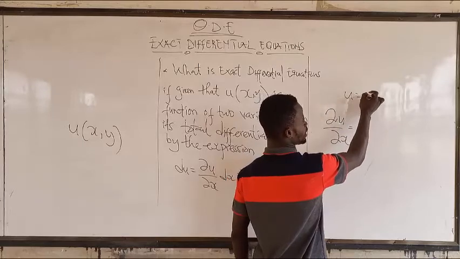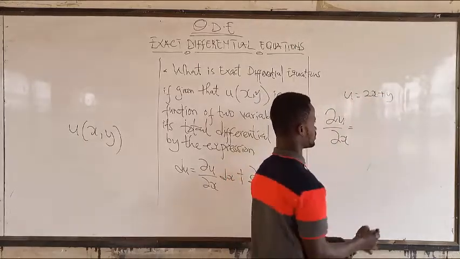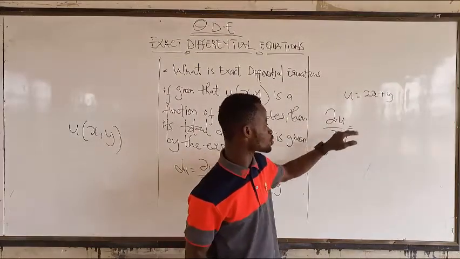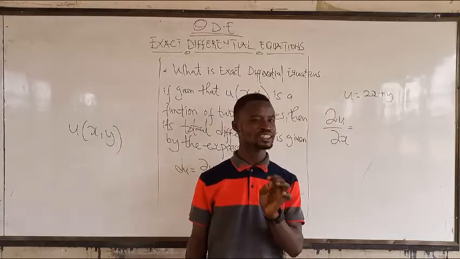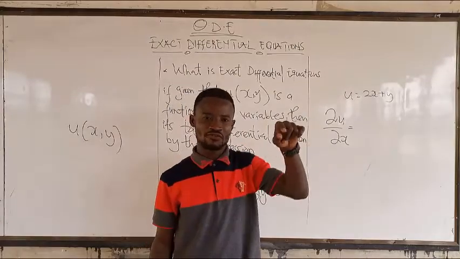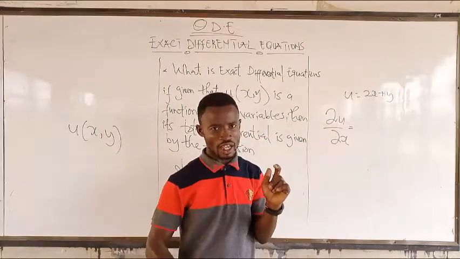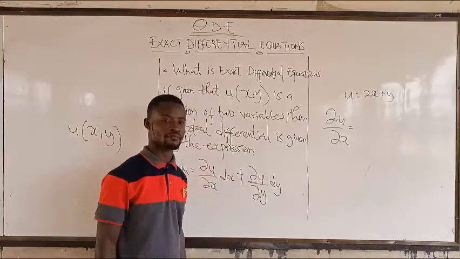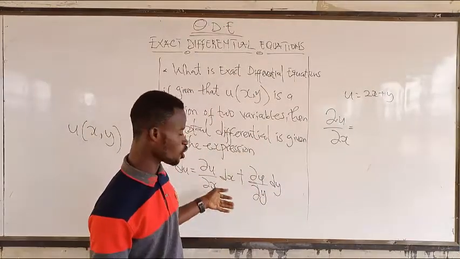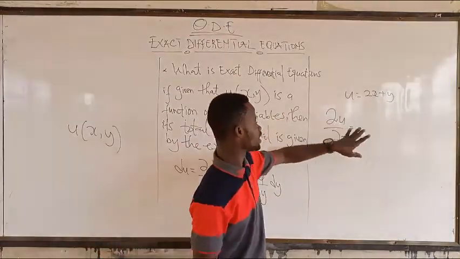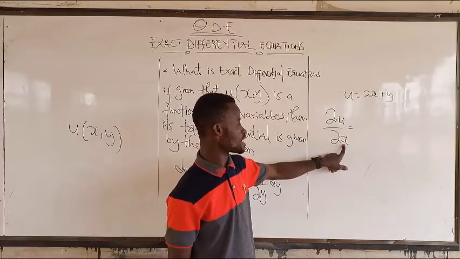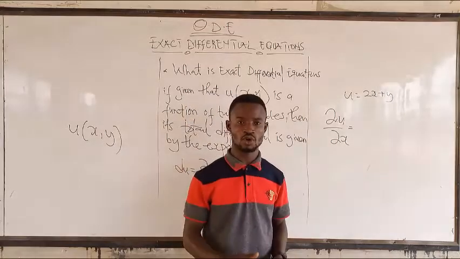Let's say u is 2x plus y. To take the partial derivative of u with respect to x, we differentiate with respect to x by holding the y variable constant. It's not everything that I will be putting on the board for you to copy. So you take the derivative with respect to x by holding the y variable constant.